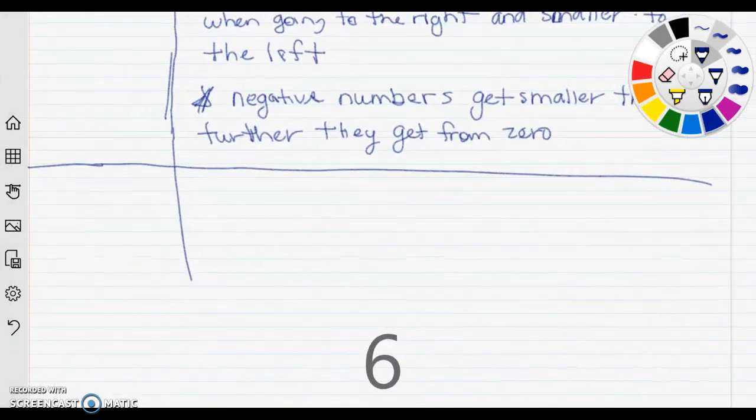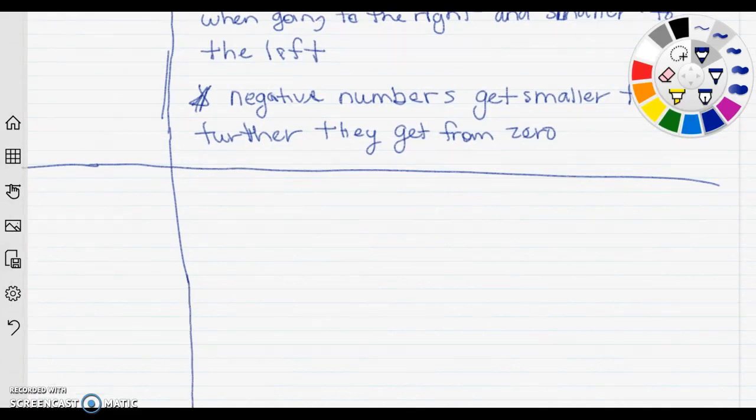All right, so let's say that I wanted to know which one was bigger, -3 or -2. Okay, well, in order to look at that, I can draw myself a number line. I don't even need to go positive because that's not what I'm comparing. Okay, so here I have -3, here I have -2.